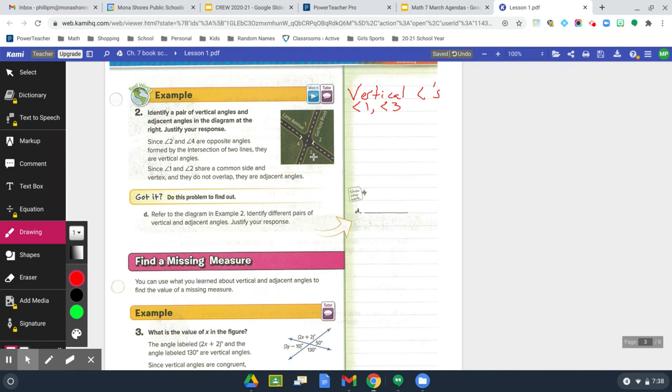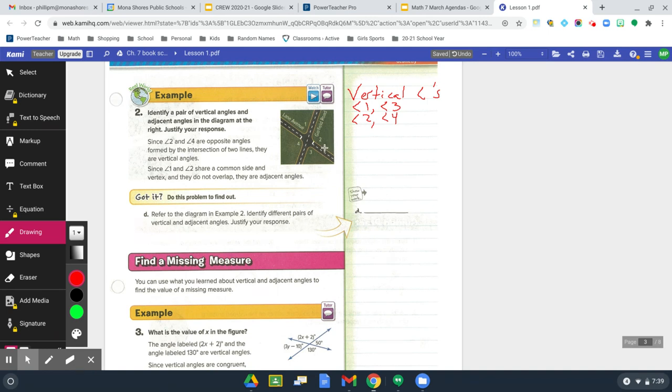They would have the same degree measurement. They'd be congruent. You only have one more set of vertical angles. If you look at angle 2 and angle 4, angle 2, angle 4 are also directly opposite of each other and would have the same degree measurement and be congruent. Those are considered, again, vertical. So you only have 2 sets of vertical angles.